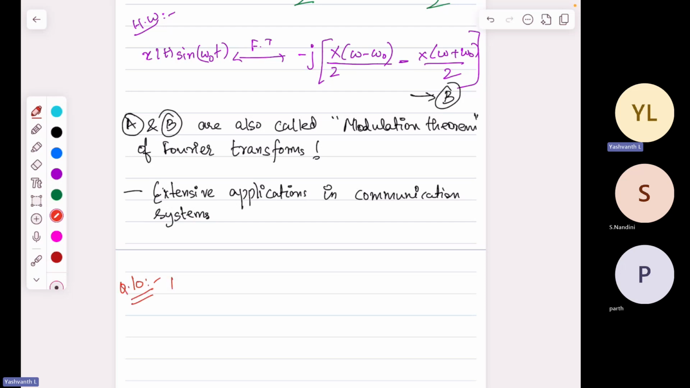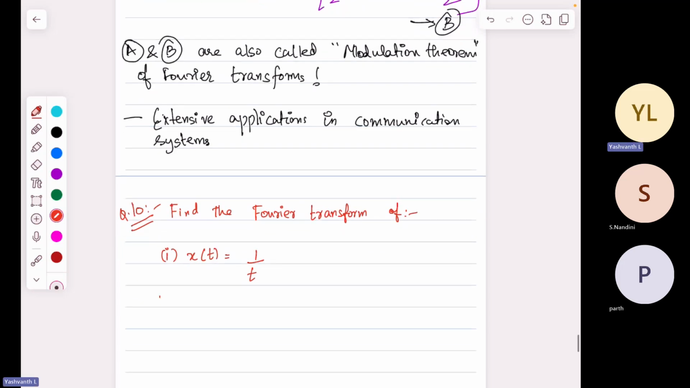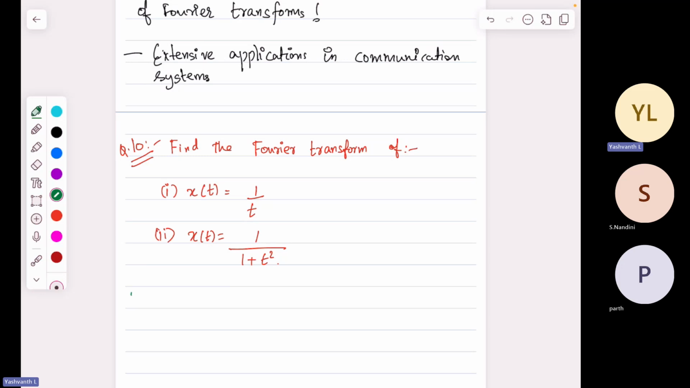Question 10. Find the Fourier transform of (a) x of t equal to 1 by t. Okay, let's do it. And (b) x of t equal to 1 upon 1 plus t square. Solution.